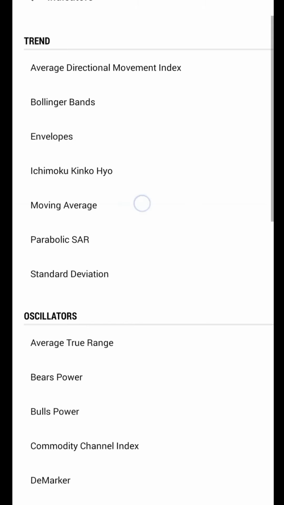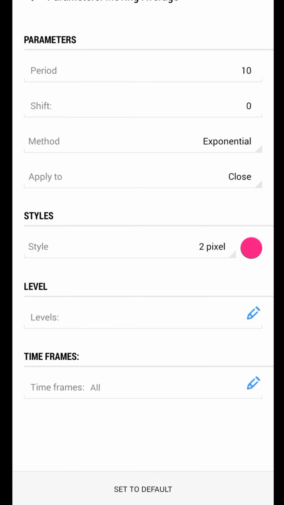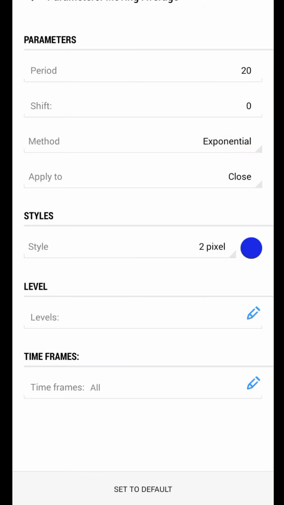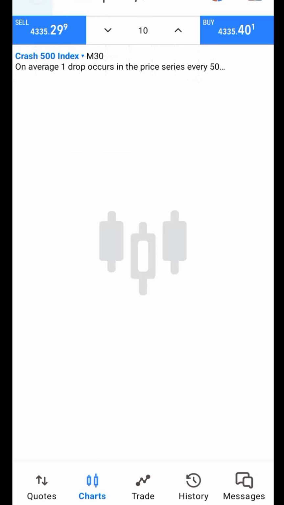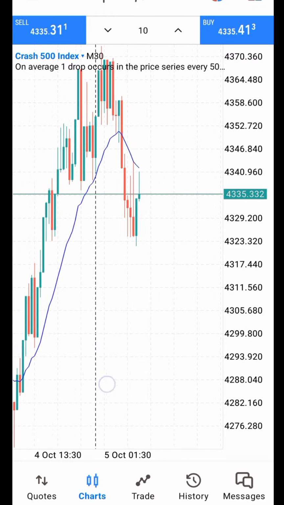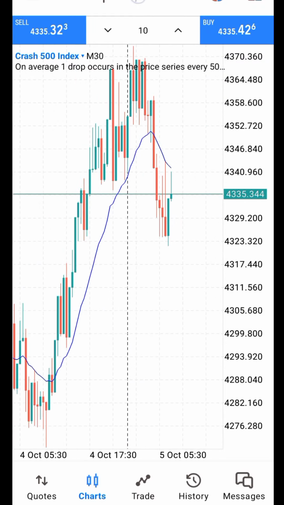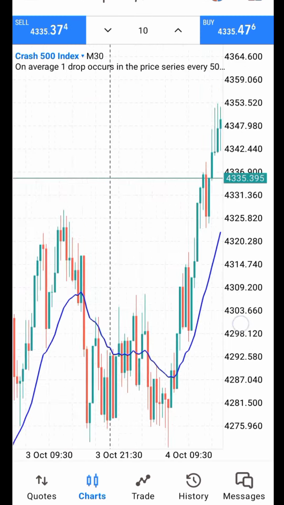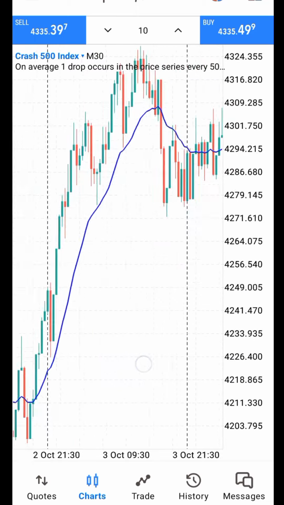The first thing we are going to add is a moving average on the main chart. The moving average is 20 period, method exponential. I'm using blue on the main chart, then click on done. If you do that correctly, you should have something like this. Let's increase the width to 4 pixels. So you should have something like this on your chart.